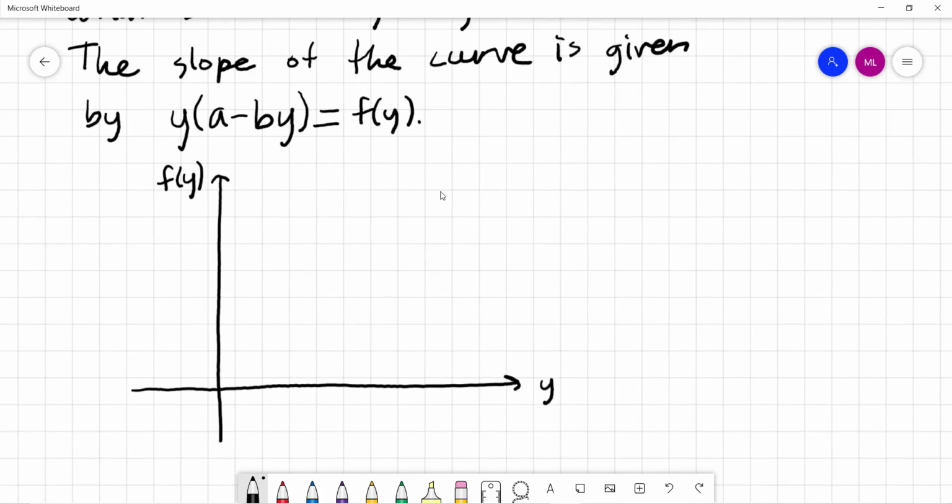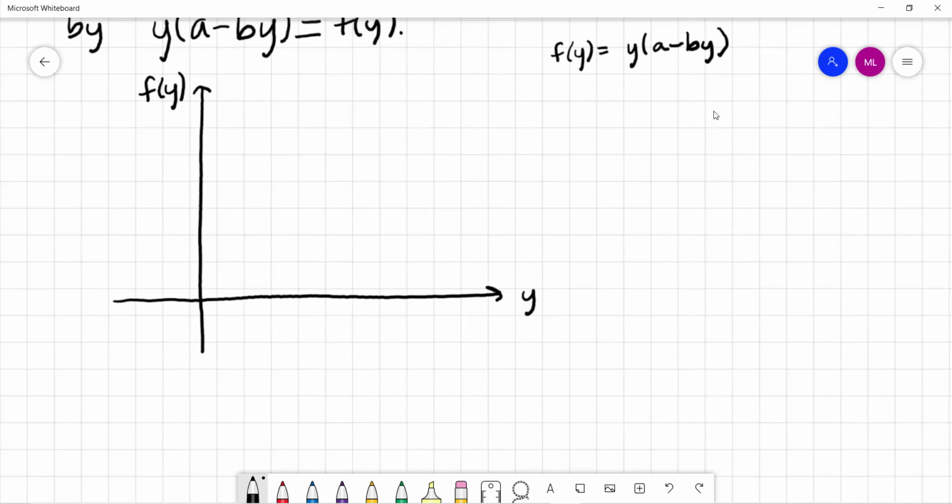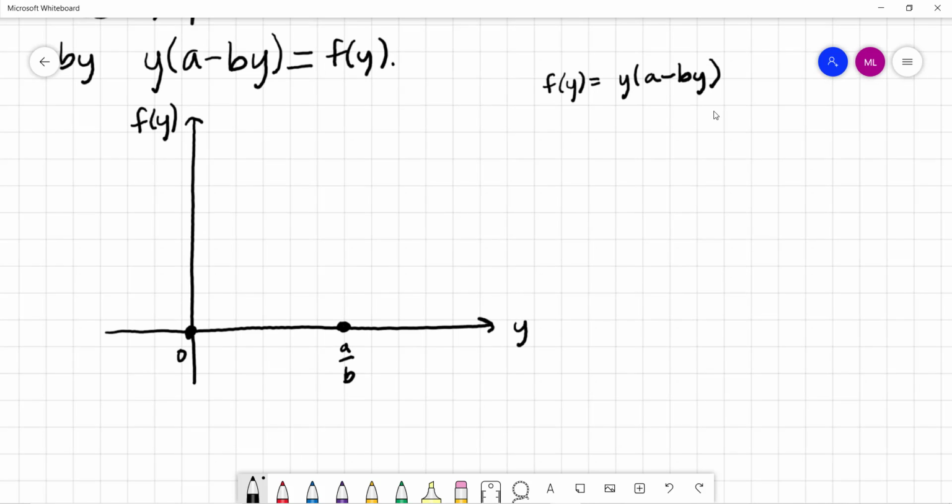So we're removed, and I'm forgetting about the context, and I'm just trying to graph this. I have some function. All I have is f of y equals y times a minus by. Can you graph this function? Well, yeah, I can graph this function. We just said it's a quadratic. We already figured out the two zeros. We know that one of the zeros is at y equals 0. The other one is at y equals a over b, right? So there's two zeros of this thing.